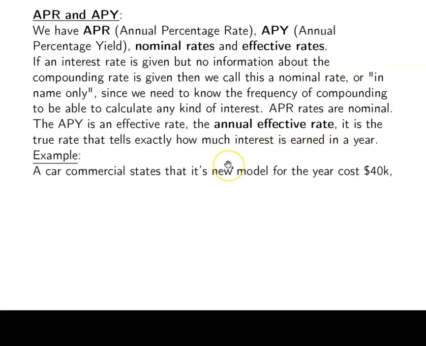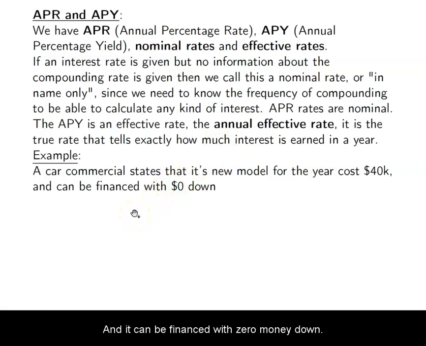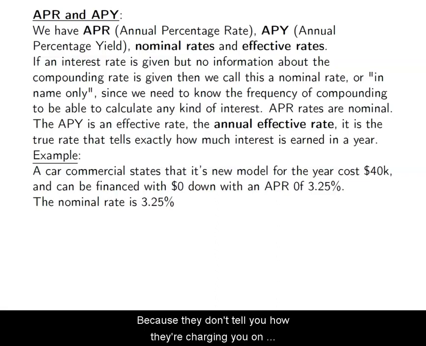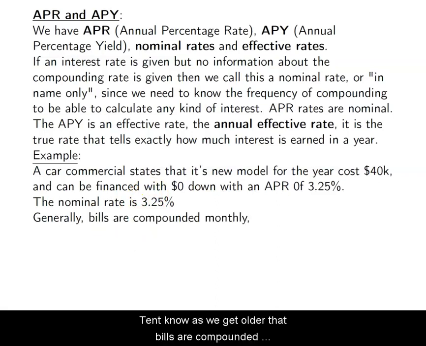So let's do an example. Okay, a car commercial states that its new model for the year costs $40,000, 40K, and it can be financed with zero money down with an APR of 3.25%. The nominal rate is 3.25% because they don't tell you how they're charging you on this account, right? Is that being applied continuously? Is it being applied daily? Is it being applied once a month? How is it being applied, right? Generally, however, we tend to know as we get older that bills are compounded monthly, that you generally get charged every month when you have a bill.